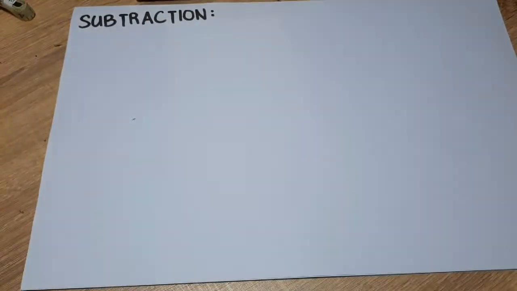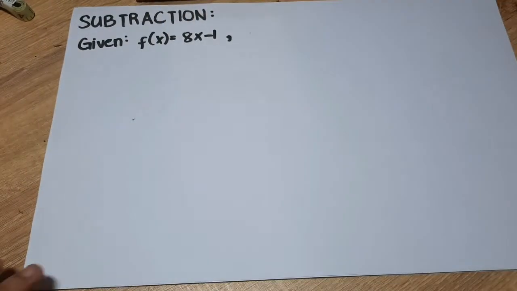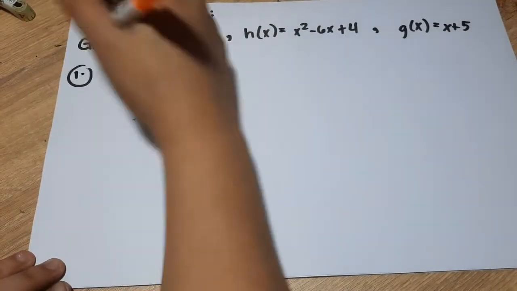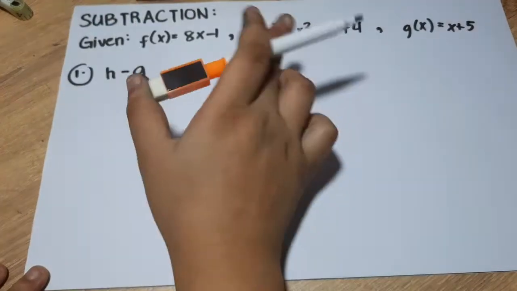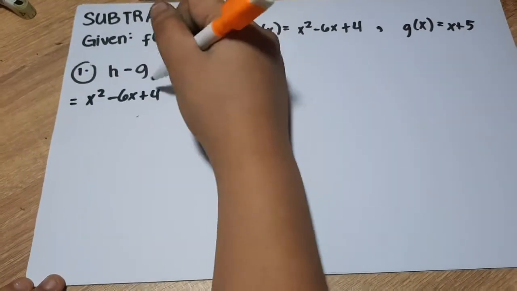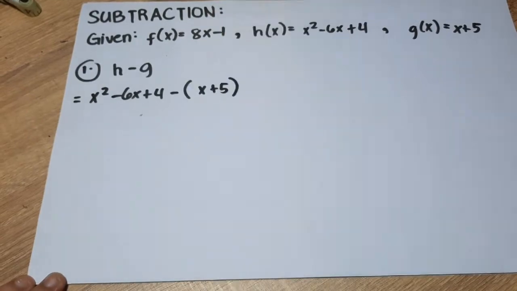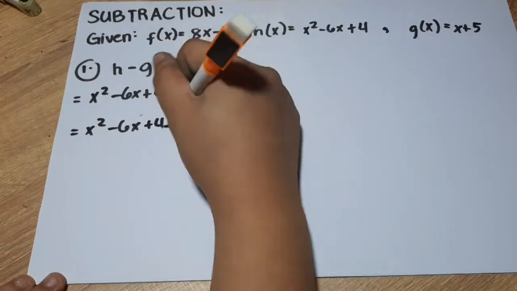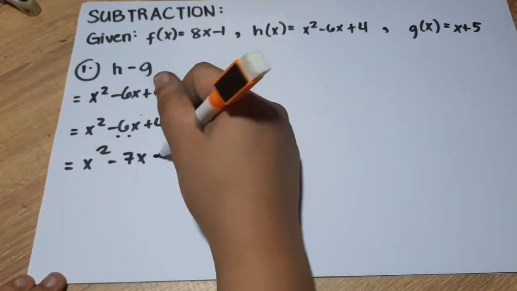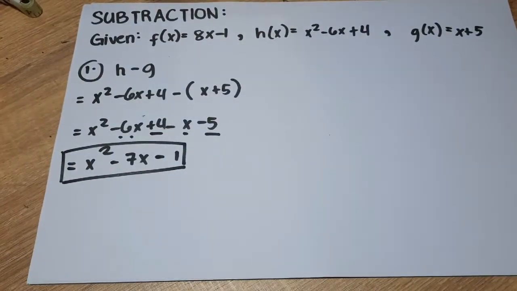Next, we move on to the second operation on functions, which is subtraction, or the difference of two functions. It is defined by the equation of the difference of the given two functions. For our number 1, we have h minus g. Now we write the values of h and minus the values of g inside the parentheses. Now we remove the parentheses and change the signs inside, and then follow to combine the like terms. Now we get x squared minus 7x minus 1.